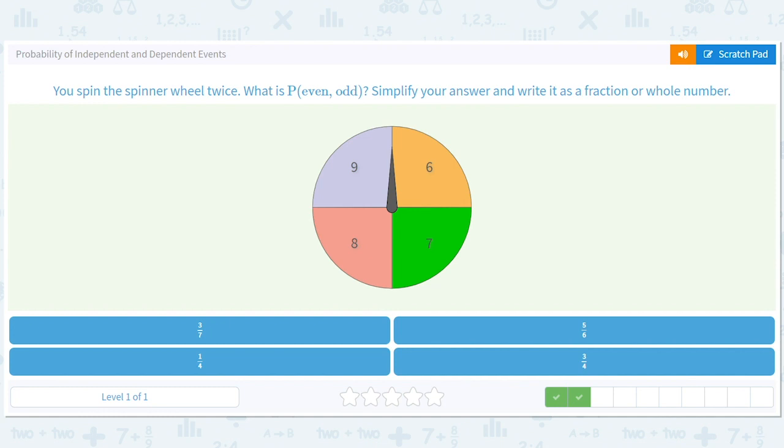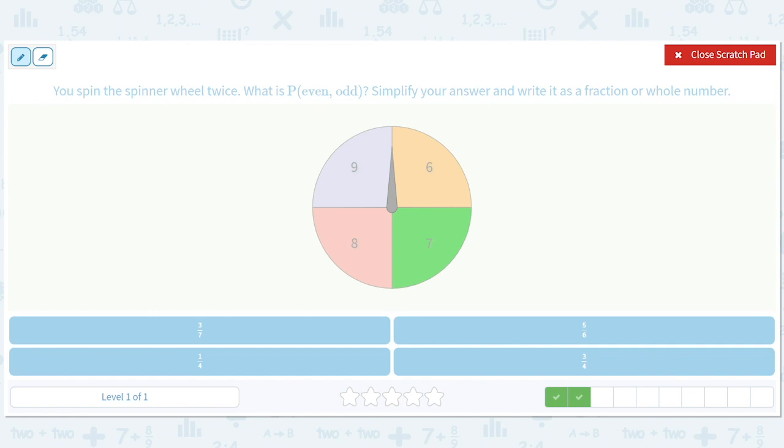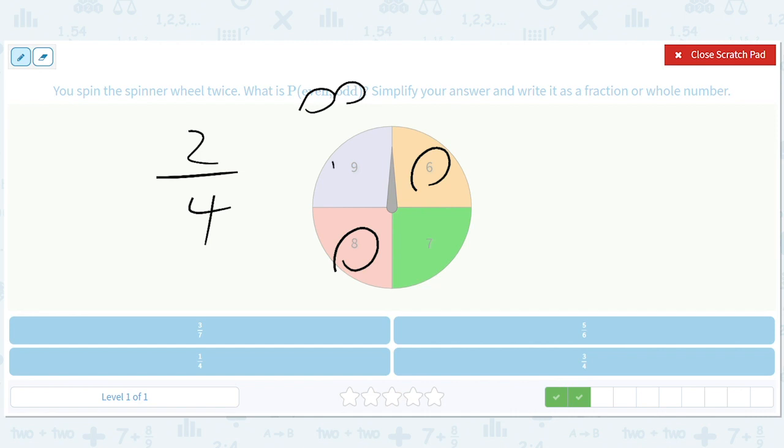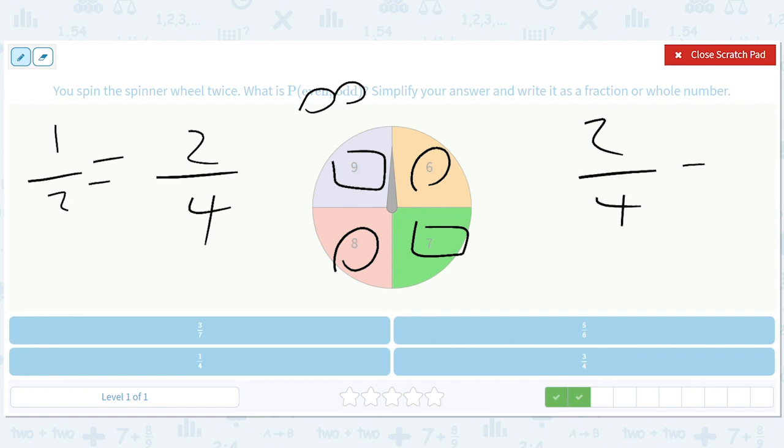Here we've got a spinner. So here we're asking, what's the probability we first spin odd, and then we spin even, then we spin odd. So the even is 2 out of 4. The odd is 2 options out of 4. So each of these is 1/2. Each of these is 1/2.